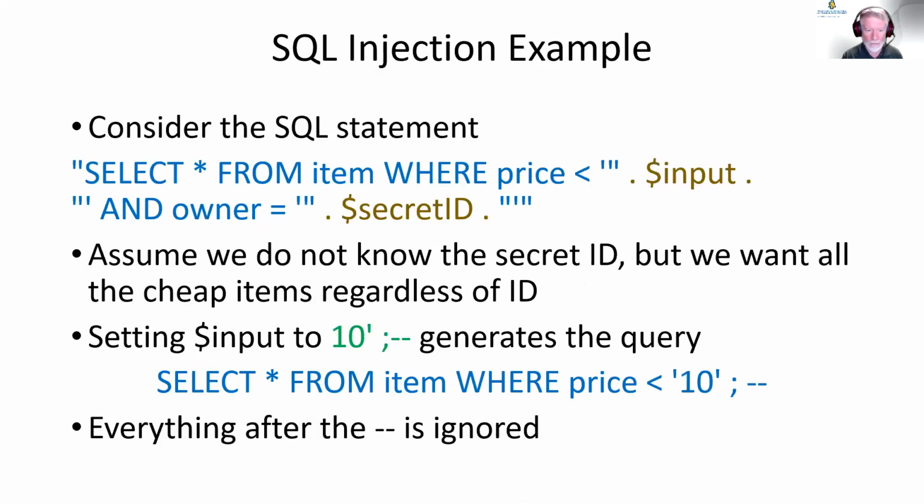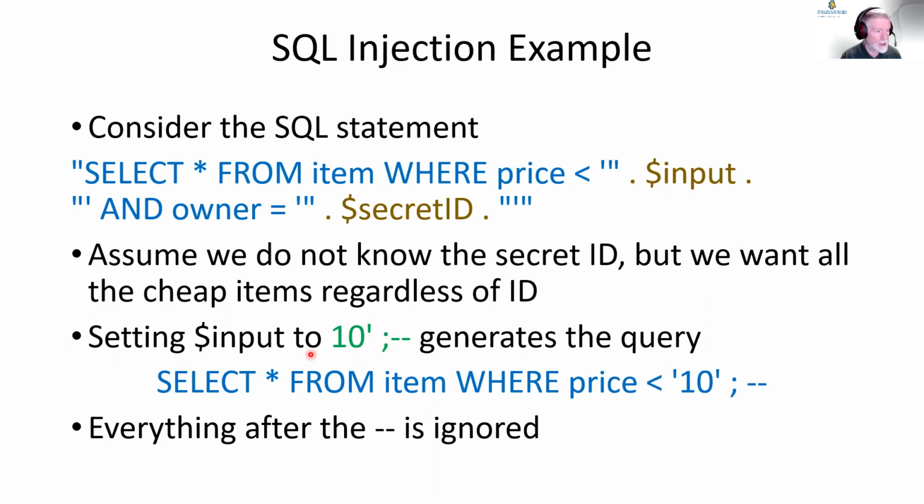For example, here we have another standard SQL statement. We want to get items where the price is less than what the user inputted and where the owner equals your ID. You don't know your ID. The ID might be kept in session variables, so you don't have easy access to it. So that one's going to be hard to crack, but it's okay. We're going to enter the price here. So we enter something that looks like this: 10, so the price is less than 10, quote, semicolon, dash, dash.